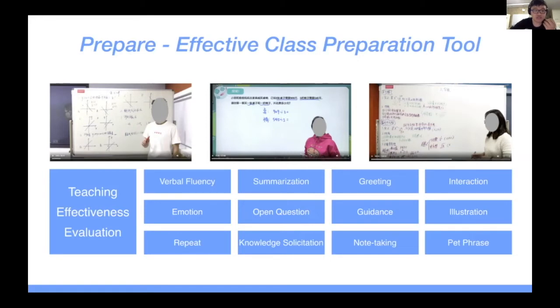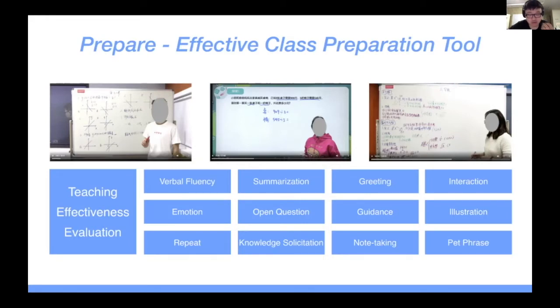Okay, so the third example in the prepare stage is we can use AI to help the teacher improve their teaching effectiveness. Here I show three pictures. In a lot of schools and also in training and teaching services, teachers are required to keep practicing their teaching skills. Usually the teacher just finds either a whiteboard or a smart whiteboard, and keeps teaching and practicing. But the problem is no one gives them feedback. They don't know how well they teach.